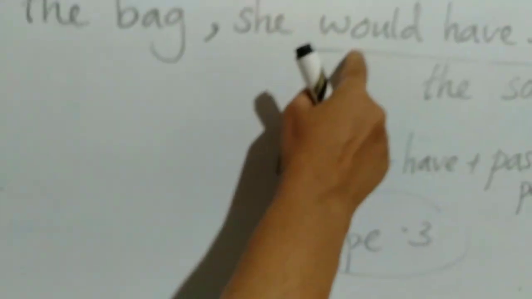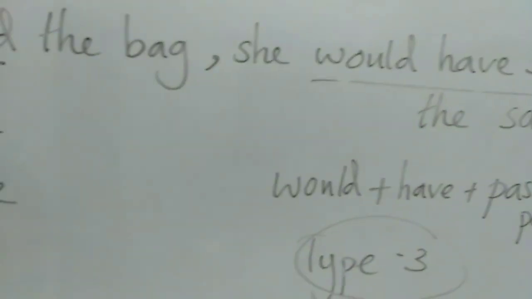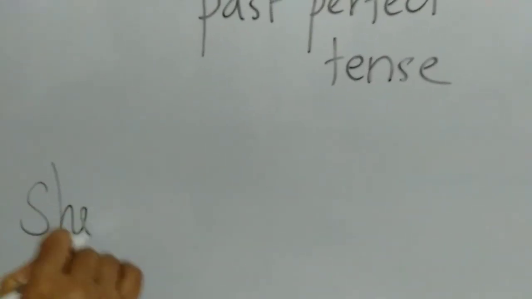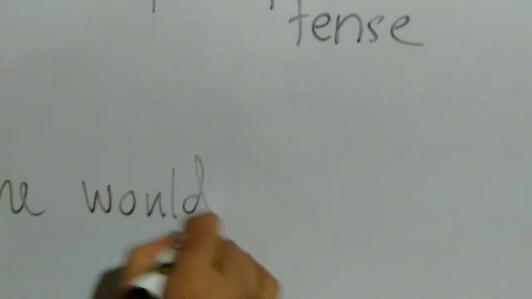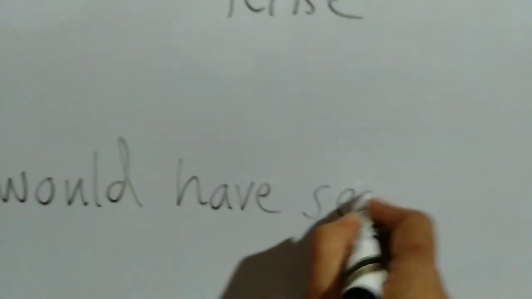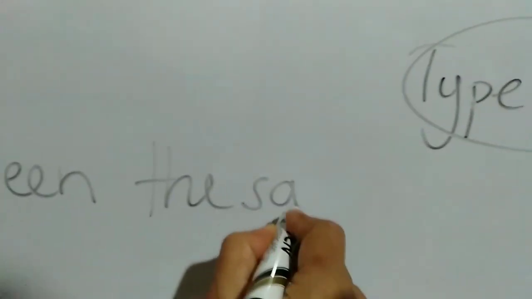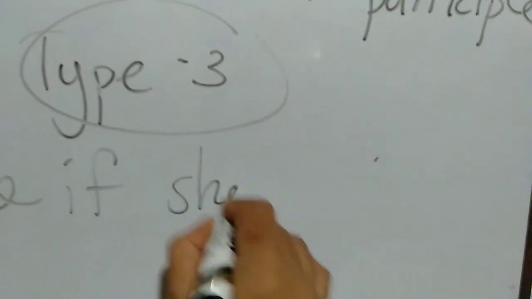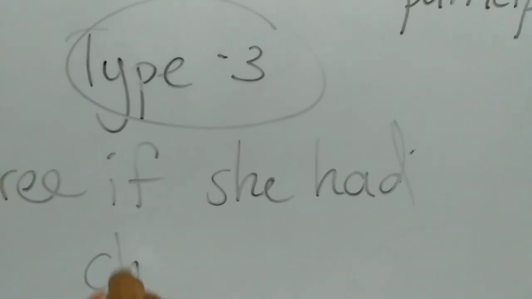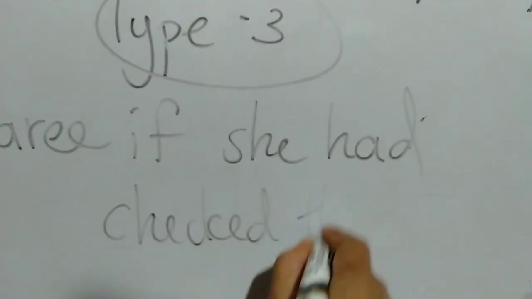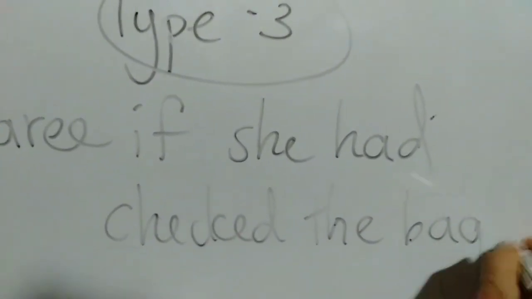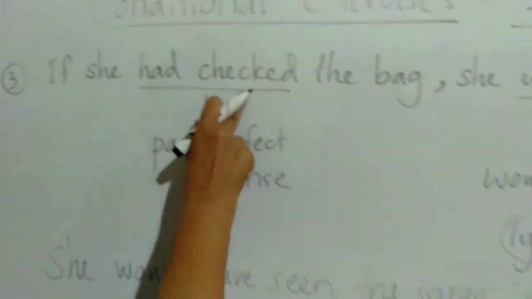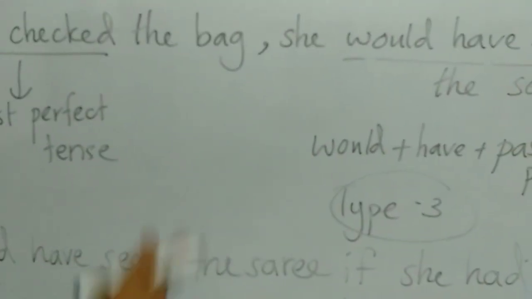When we take the main clause to the front, you can write this as well. She would have seen the sari if she had checked the bag. You remember, whenever we take the if conditional clause to the front only, we put the comma to separate it from the main clause. Let's do this small activity.